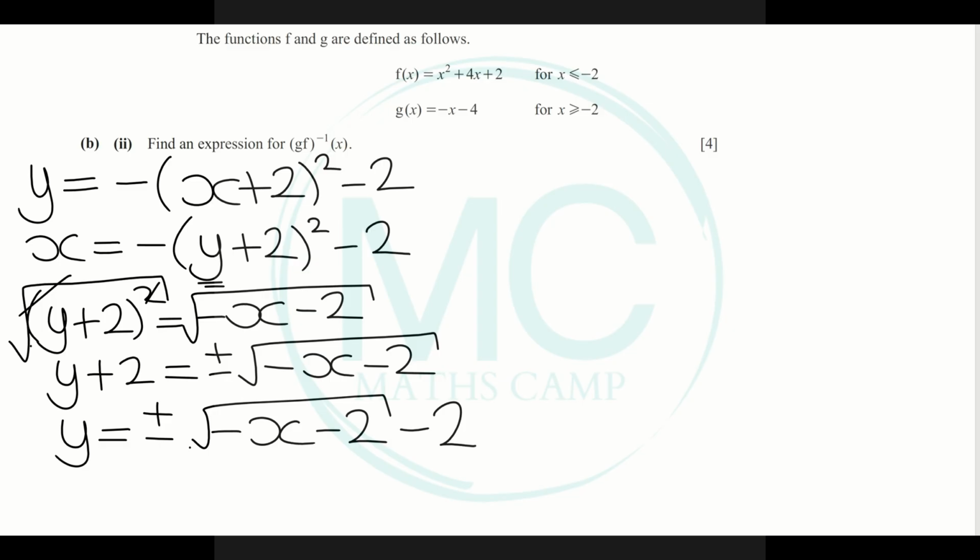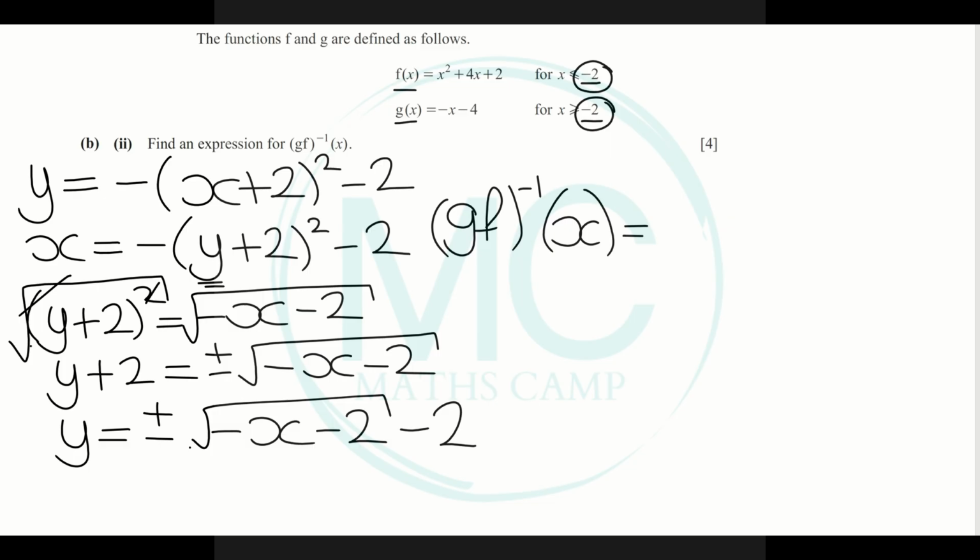Remember that the domain of the original function shows us the range of the inverse. In this question, f of x considers x values smaller than or equal to -2. g of x considers x values greater than or equal to -2. These -2's show us the range of the inverse. So in this case, our range considers negative values. And as our final answer, we can say (gf) to the negative 1 of x is equal to the negative root of negative x minus 2, minus 2.